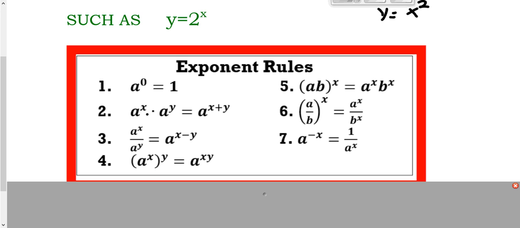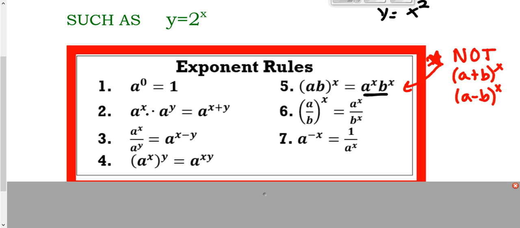If you have two things that are multiplied and you're raising them both to a power, then it is the same thing as raising them both individually. But be very careful here. This rule is not the same as a plus b to the x or a minus b to the x. Those are not the same. This is times, so you can distribute that power. In both of these cases, you would have to FOIL these out to accurately multiply all the terms that need to be multiplied. So be very, very careful here.